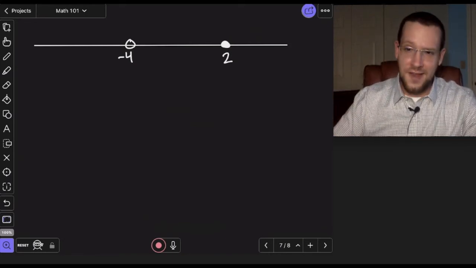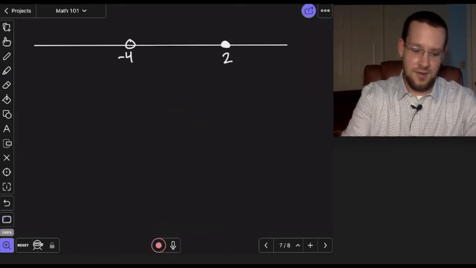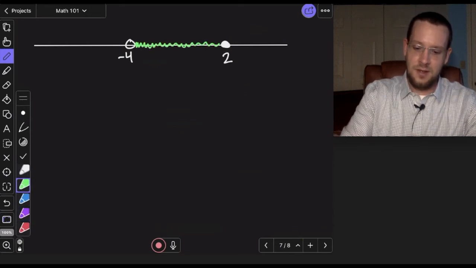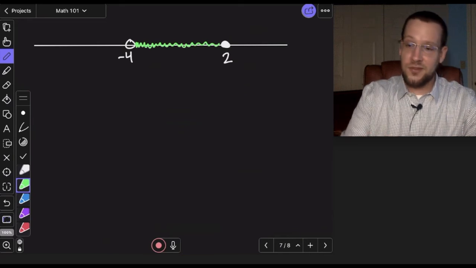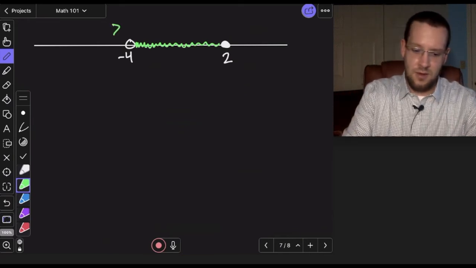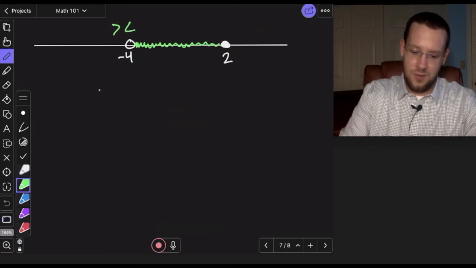We want to write the inequality from the graph that we see in front of us. So let's say that there's this shaded region in here. This is an open circle, so will -4 be included? No. So this is going to be greater than or less than. So I'm going to write a -4 and some number.